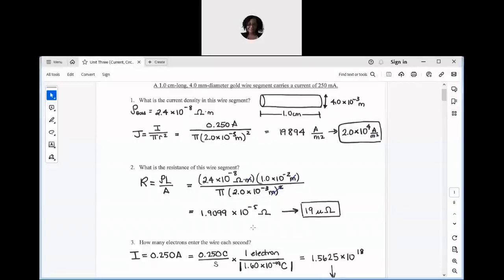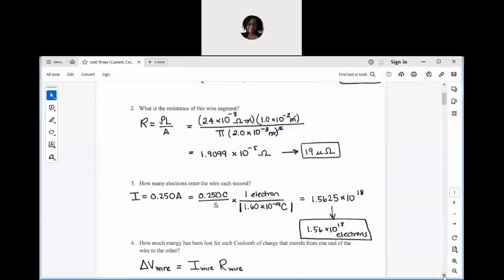So we have 1.9099 times 10 to the negative 5 ohms, which you could leave in ohms. I just expressed it in micro ohms. So 19 micro ohms would be the resistance of that wire segment.